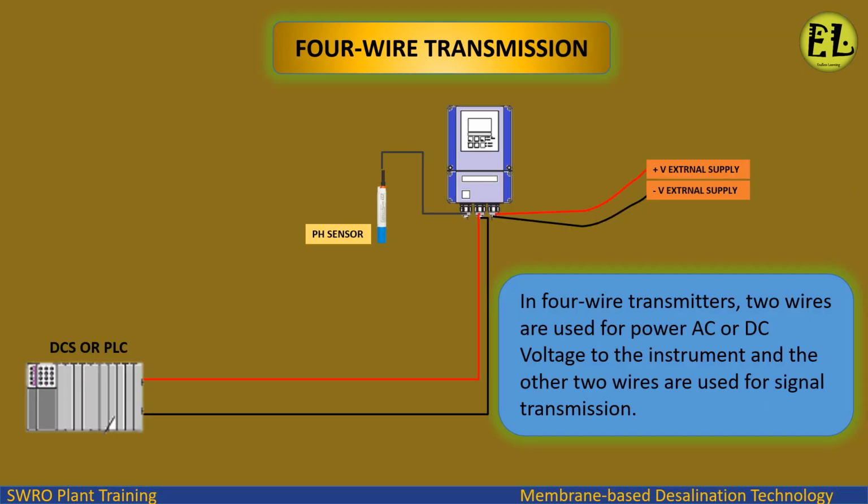4-wire transmission. In 4-wire transmitters, two wires are used for power, AC or DC voltage to the instrument, and the other two wires are used for signal transmission.